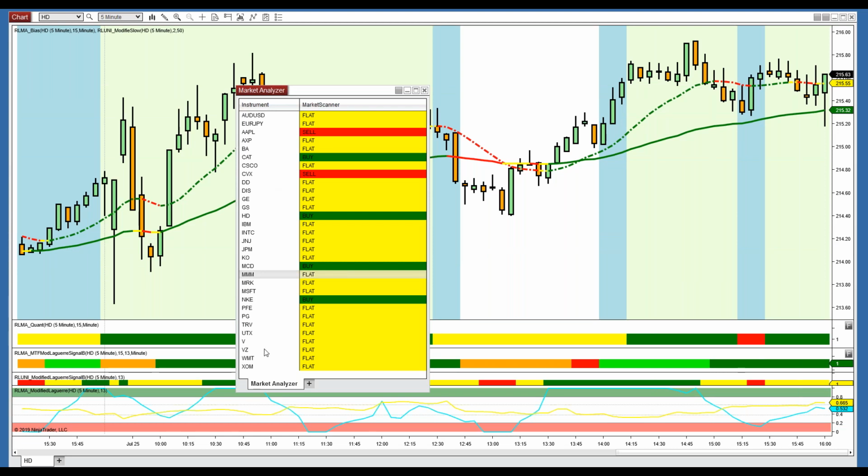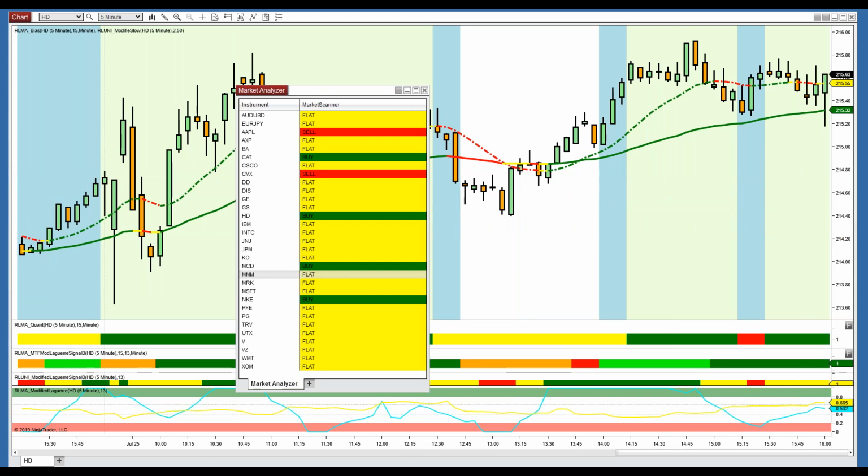So this does what most scanners and analyzers should do. It is the aggregator, and it provides you with the best trades.